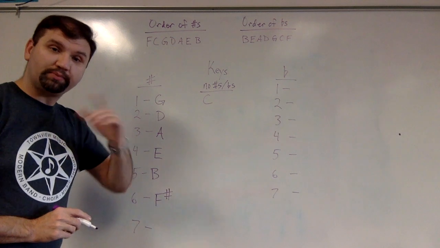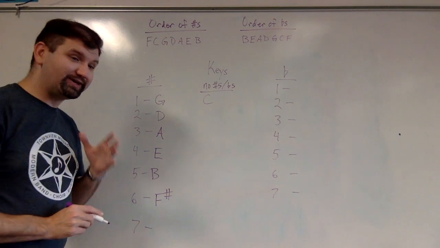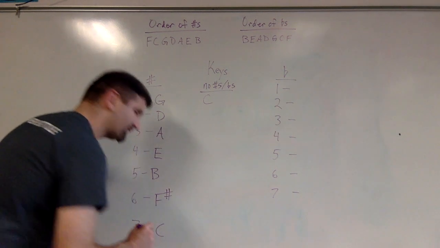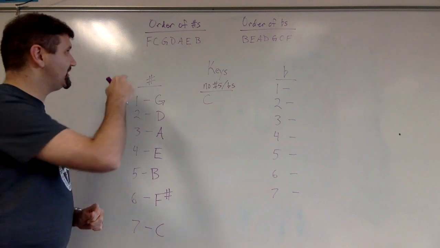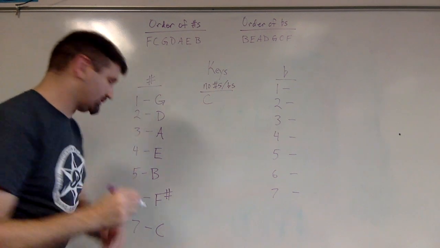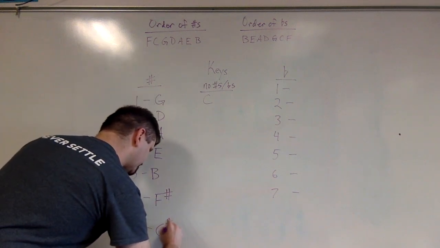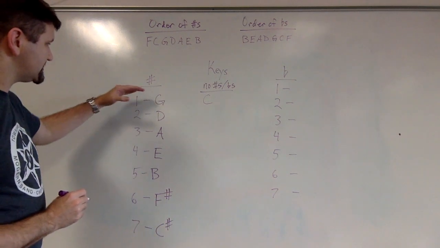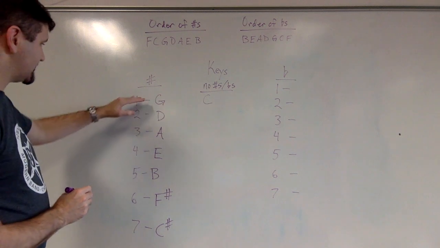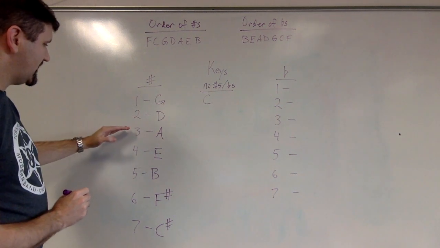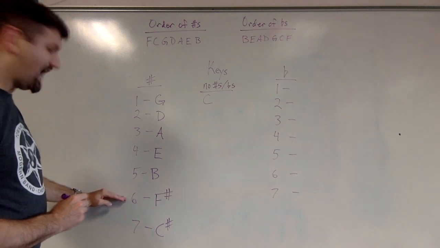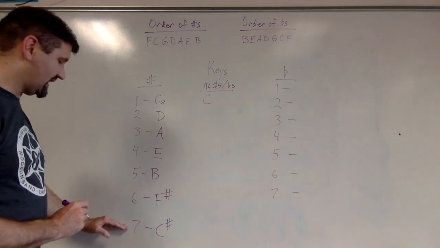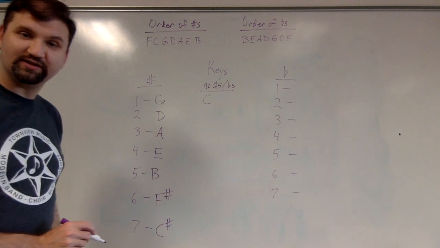Now if we go up 5 notes in F sharp, we get C. But as we've already seen from that pattern, we now have C sharp. So our major keys, C has no sharps or flats, and then G has 1, D has 2, A has 3, E has 4, B has 5, F sharp has 6, and C sharp has 7.